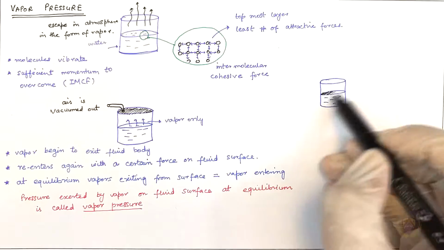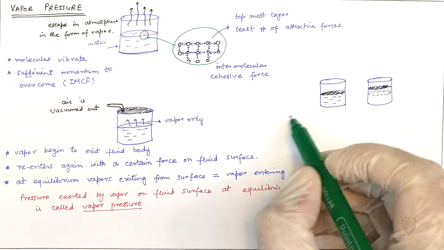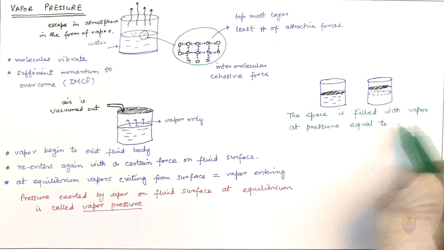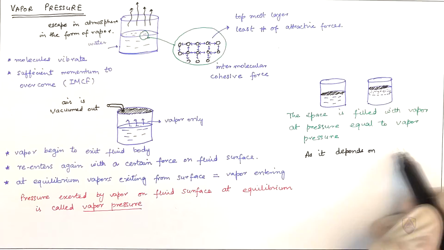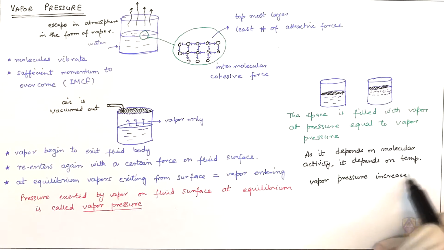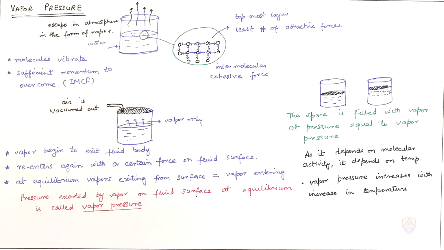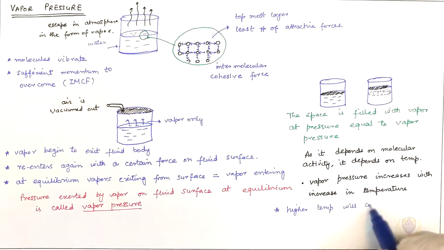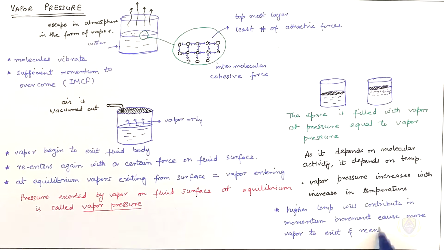If the lid on a sealed liquid-filled container is removed, the space is filled with vapor. As it depends on molecular activity, it depends on temperature. Vapor pressure increases with the increase in temperature. Higher temperature will contribute to momentum increment, causing more vapor to exit and re-enter the fluid body.